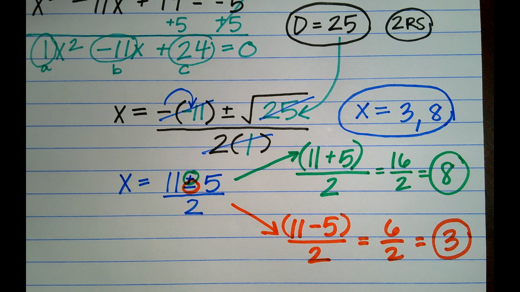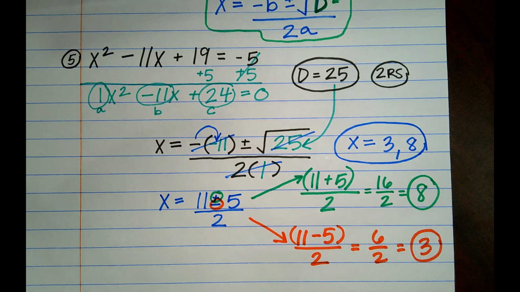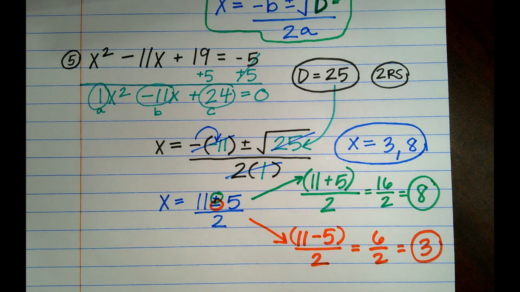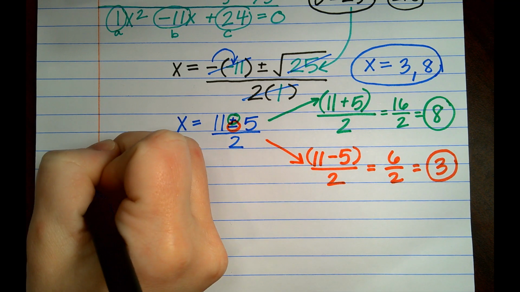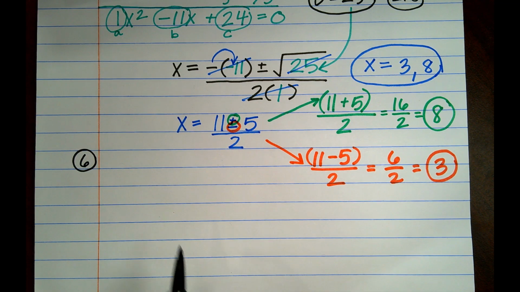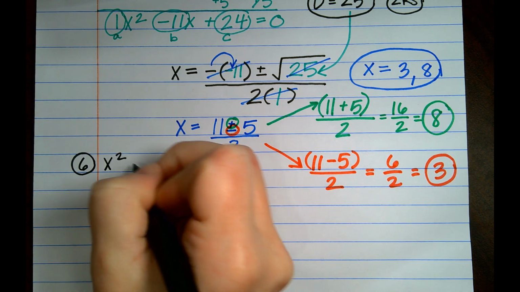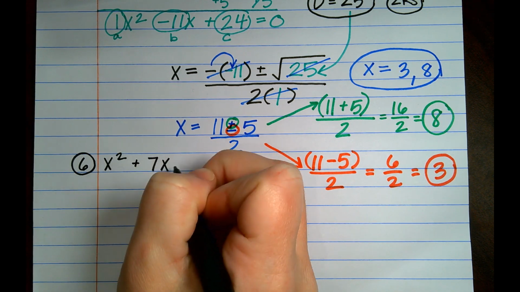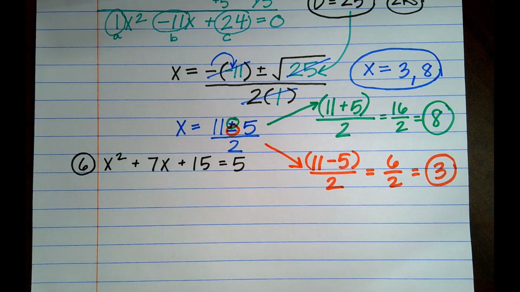We want to try another one? Let's do another. So that was number 5. Let's look at number 6. And on our worksheet number 6, we started with x squared plus 7x plus 15 equals 5.